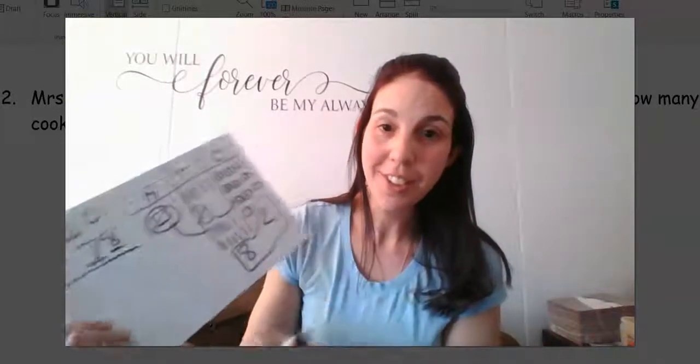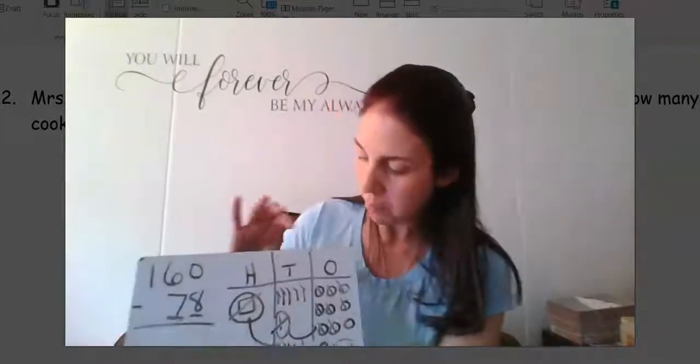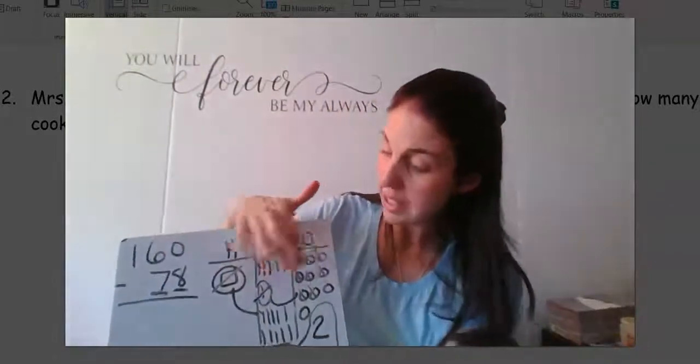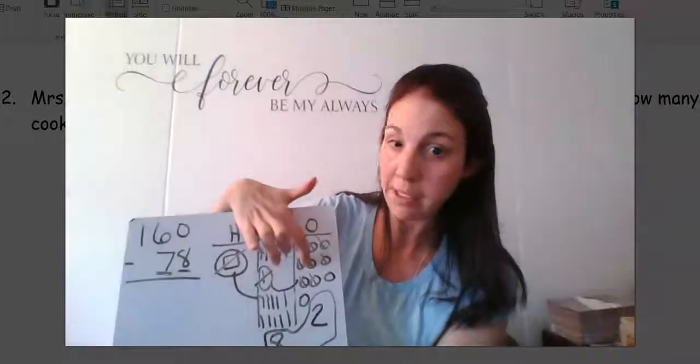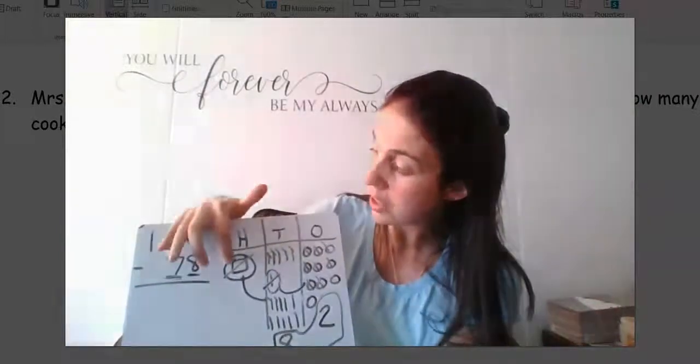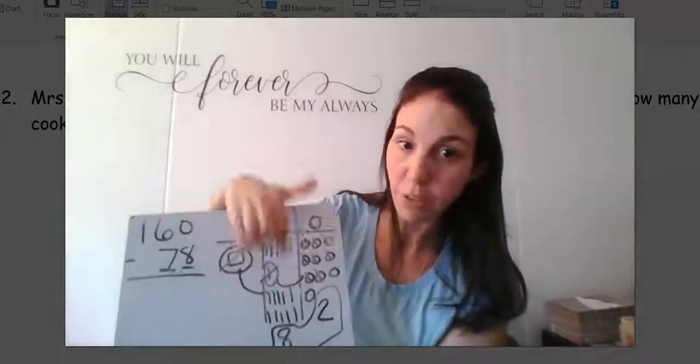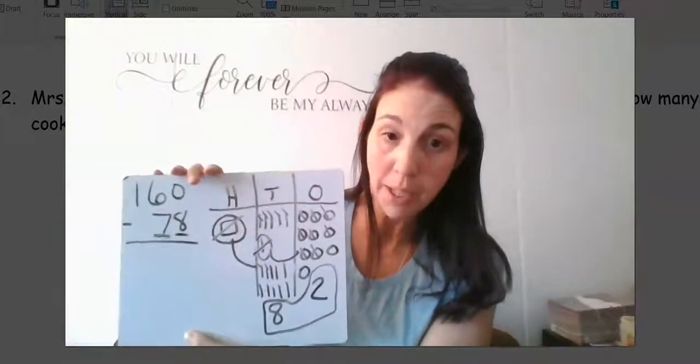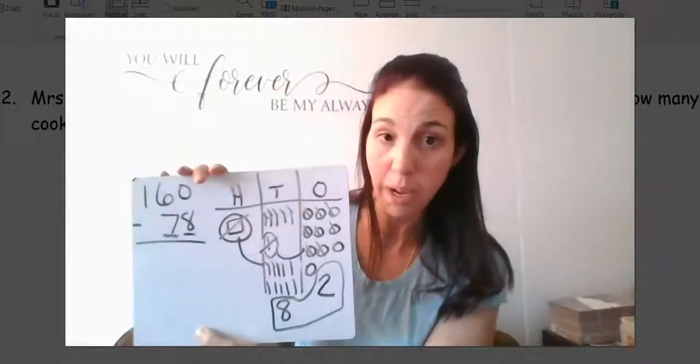Okay, now you are ready to go to the exit ticket and you will have 2 problems, and again you will say, did you unbundle the tens? Did you unbundle the 100? And in this case, did we unbundle our tens? Yes, we did. We had to bring one over and we unbundled. Did we unbundle our 100? Yes, we did. We had to bring it over and unbundle it. So we unbundled our 10 and our 100 in this problem.